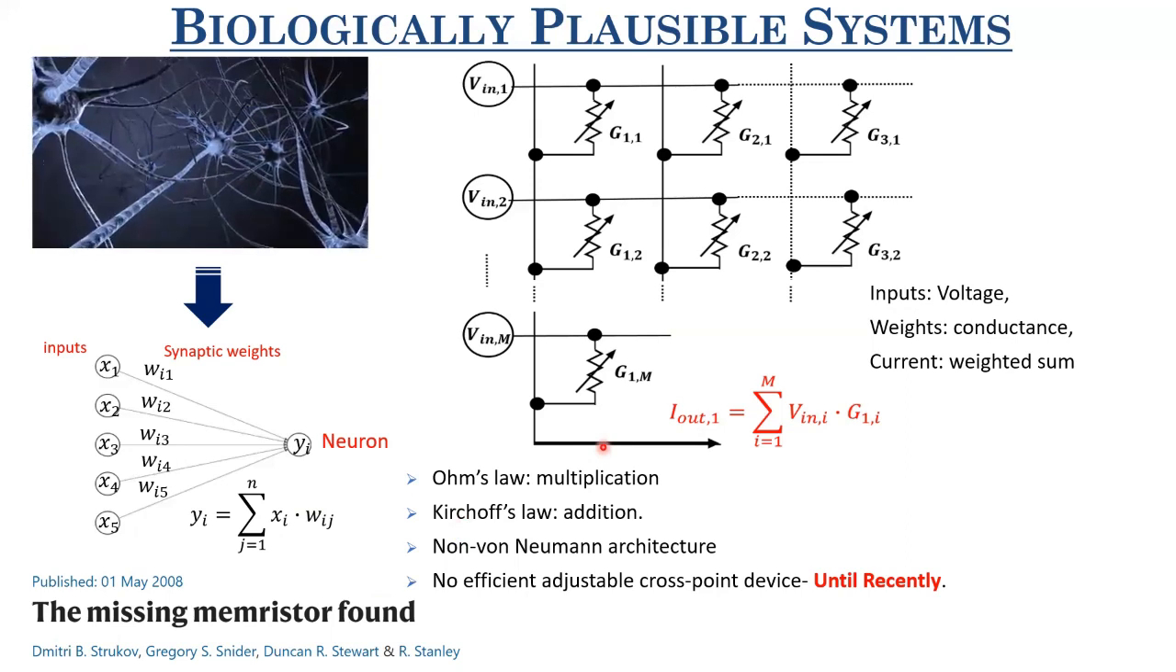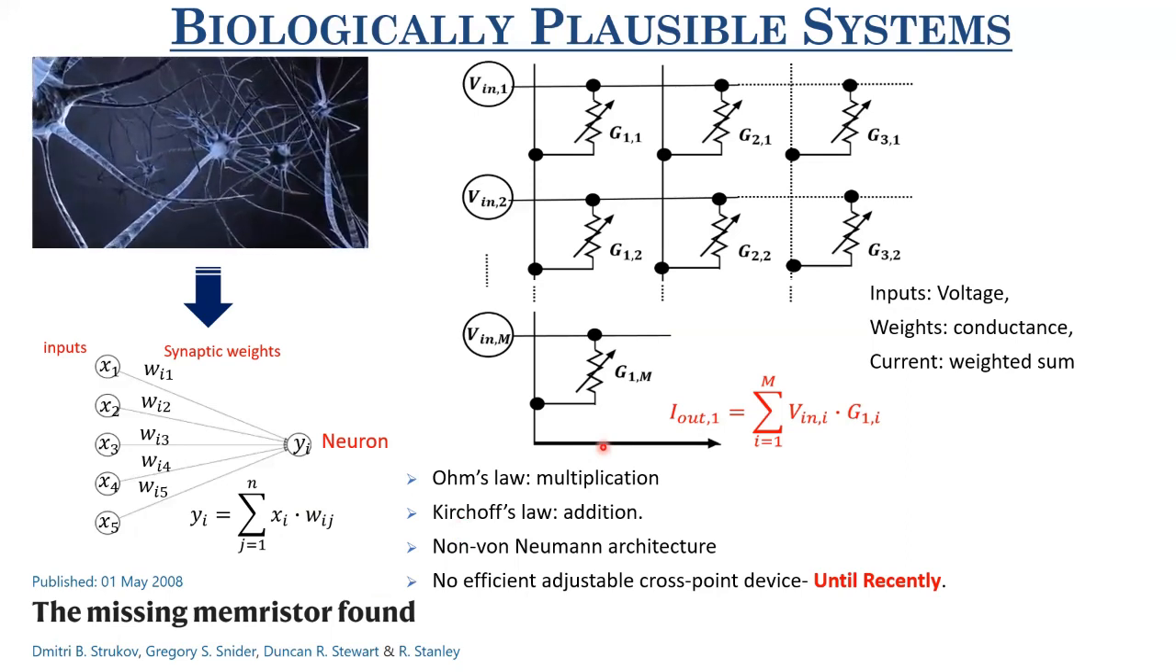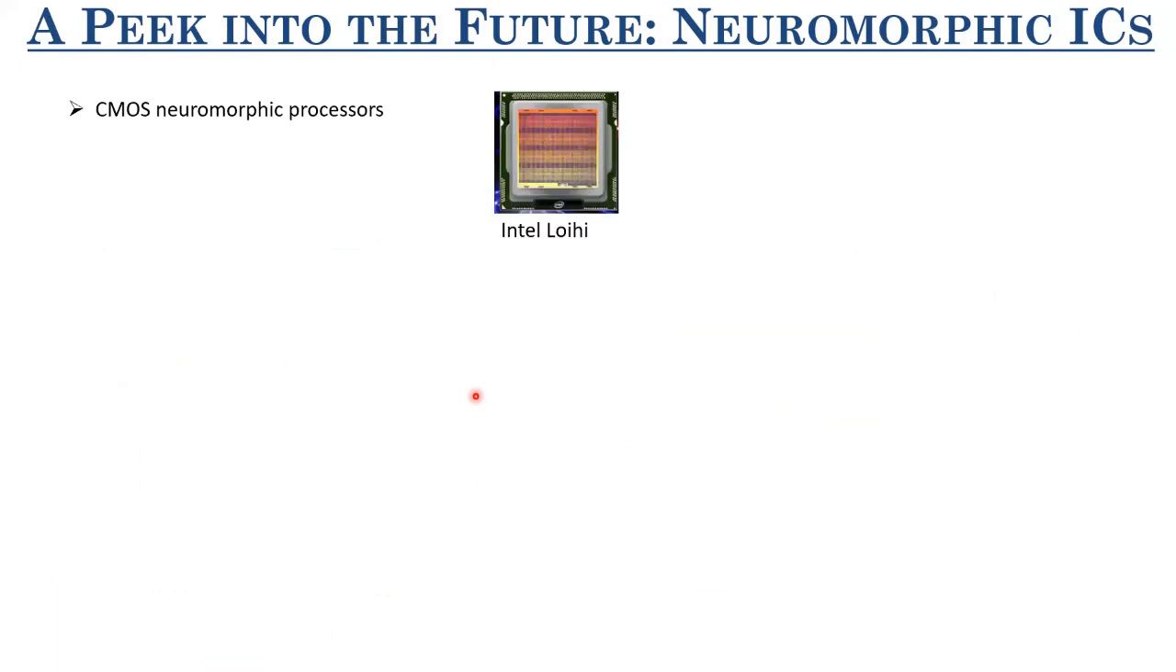Now let us look into the future. I told you that I would also let you know what exactly is the future. A peek into the future: we'll have a lot of neuromorphic ICs. Some of them are already developed. So we'll have some CMOS neuromorphic processors, like we already have Intel Loihi, which is the best to accelerate spiking neural networks.